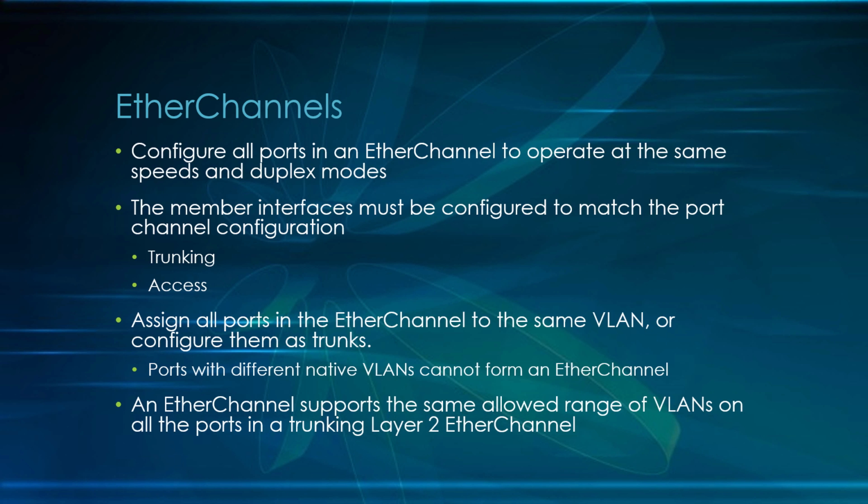An EtherChannel supports the same allowed range of VLANs on all ports in a trunking layer 2 EtherChannel. So what this means is if I'm going to be sending traffic across the wire and I'm going to allow VLANs 1 through 10, then VLANs 1 through 10 need to be allowed across that port channel. So again, consistency.